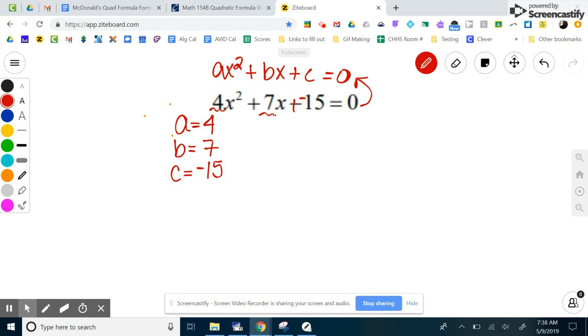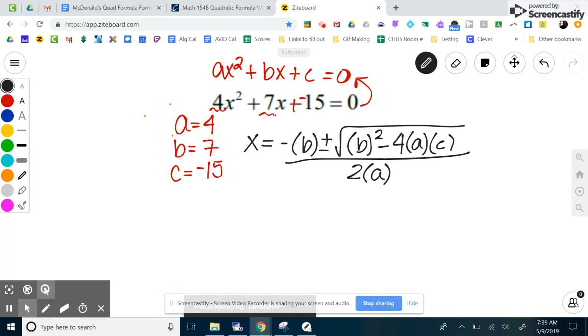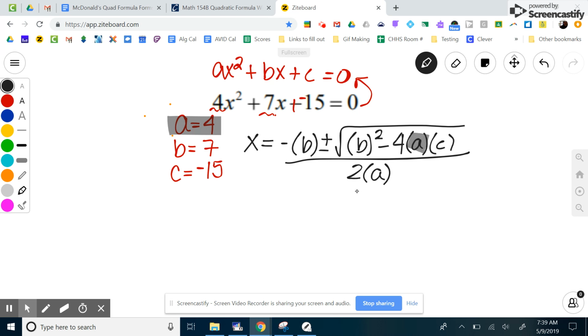So pause your video and write down the quadratic formula. Remember, if you memorize it, you get a bonus point on the test. The quadratic formula is x equals the opposite of b plus or minus the square root of b squared minus 4ac all over 2a. So we are ready to pop in these values. We're substituting them in. So a goes here and here. Let's see. B is going to go here and here. And finally, C is going to go here only.